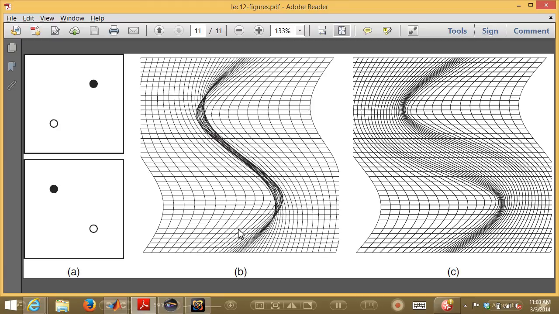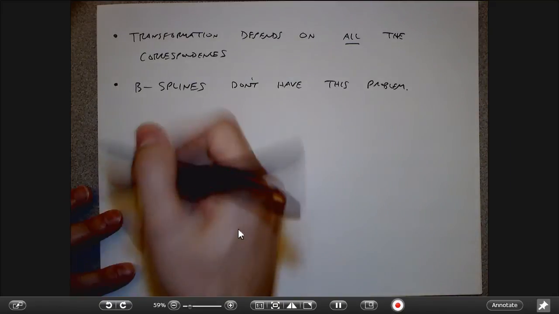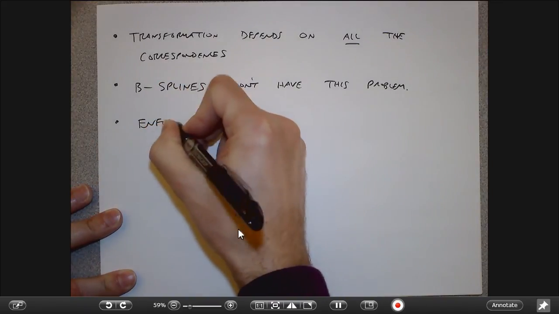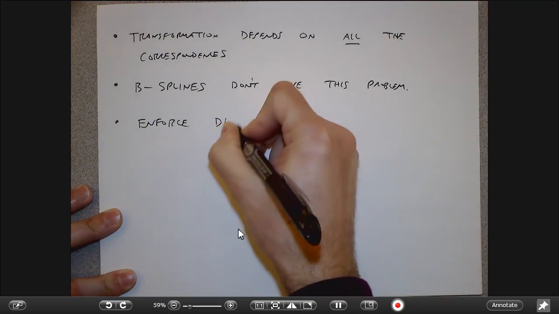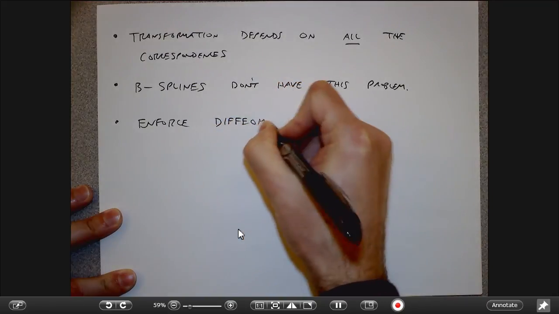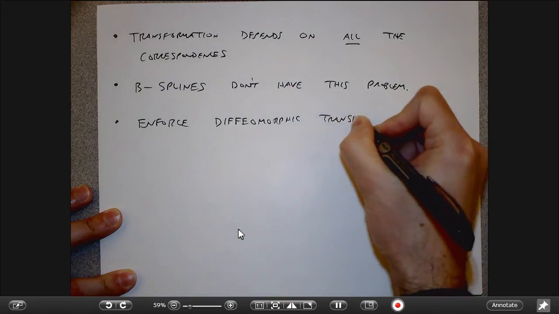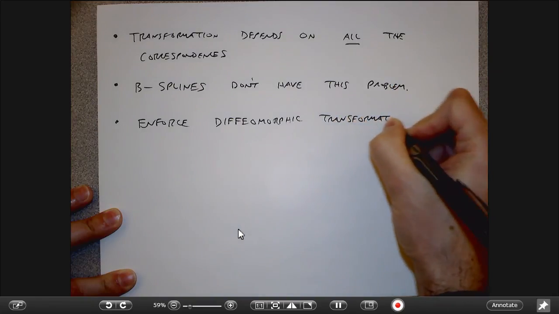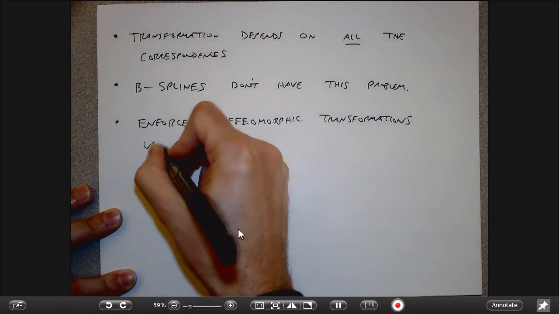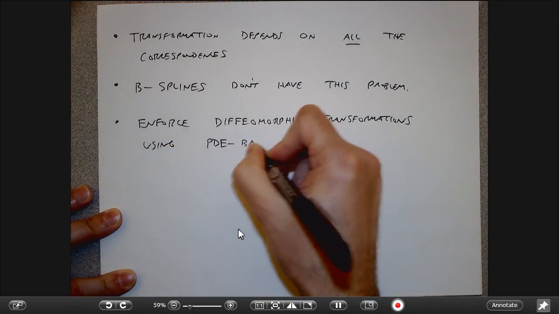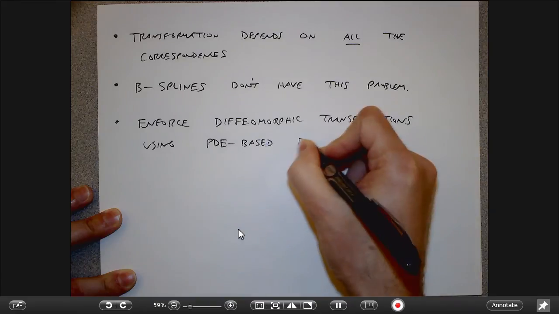Okay, so just a couple more comments about this idea. So let me just say, you can enforce diffeomorphic transformations. What that means is one-to-one and invertible. You can do this using a PDE-based fluid flow method.